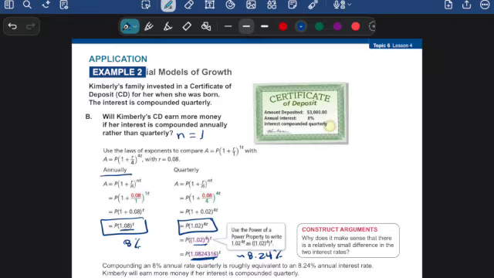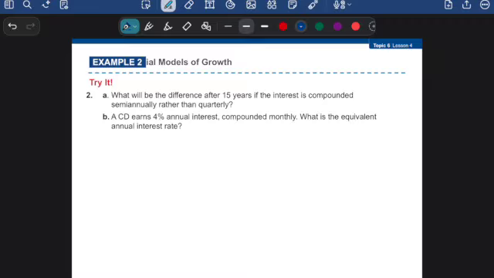So this is good advice. The more you can get it compounded, the more frequently it compounds, the more money you will earn. Try it number 2. What will be the difference after 15 years if the interest is compounded semi-annually rather than quarterly? So semi-annual, now n equals 2. Okay, and we know t is going to equal 15. So we're going to have to do these two calculations.